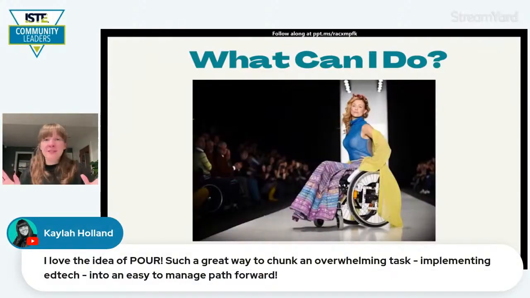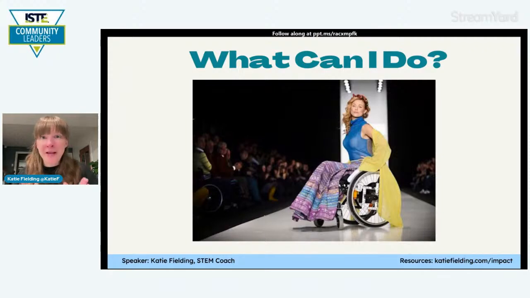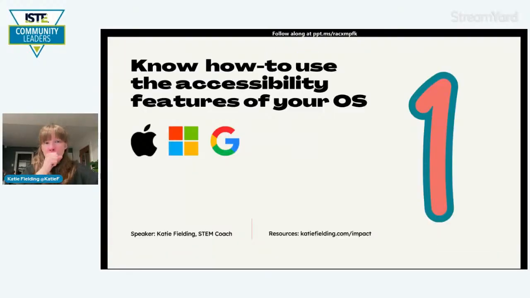So you're probably saying these last few minutes, what can I do? That was a lot. I now have a lot of things to go learn, and maybe so. So I have five leaving tips for you. Number 1, know how to use the accessibility features in your operating system. Whether you're an Apple user, a Microsoft user, or a Google Chromebook user, know the features.